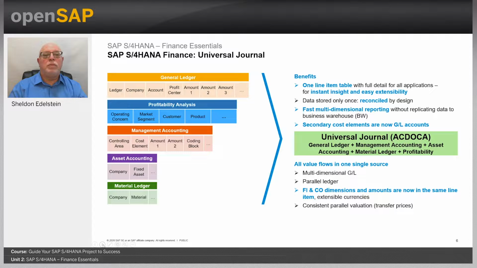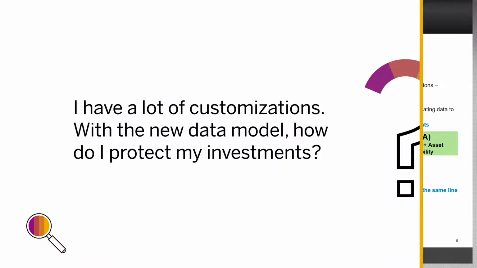A few of the key benefits and features of the Universal Journal include: the ACDOCA table contains all fields needed for all finance subledgers. That includes general ledger, controlling, asset accounting, material ledger, and profitability. Data is stored only once. There are no total tables and no aggregate tables required. Reconciliation between finance subledgers is no longer needed, and that's by architecture and design. Reduced memory footprint through the elimination of redundancy. And fast multidimensional reporting on the Universal Journal is possible without replicating data to a BW system.